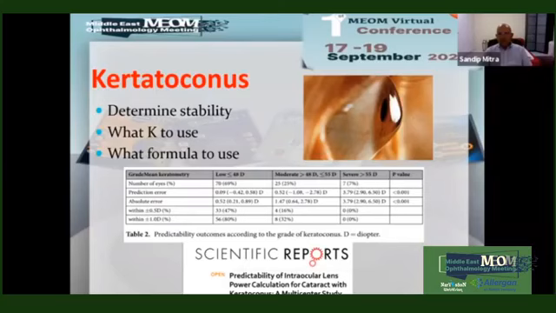So the cone has to come to the visual axis for the patients to see better. So that's my approach for keratoconus patients.